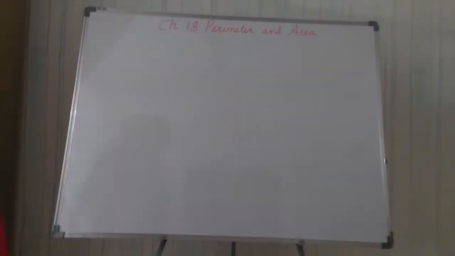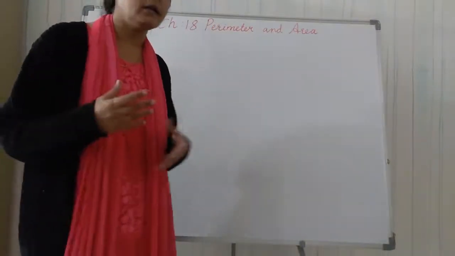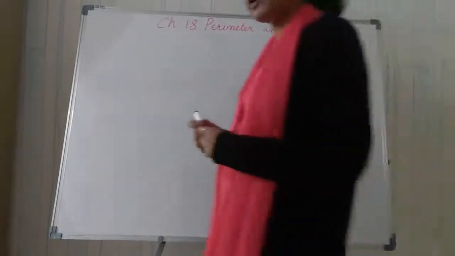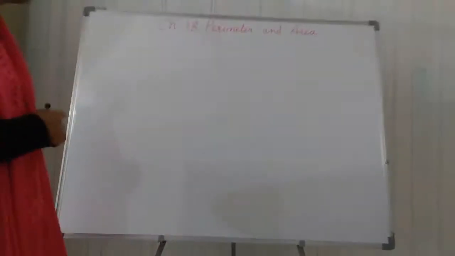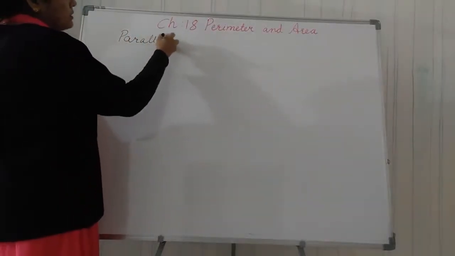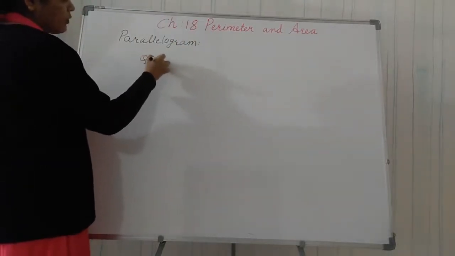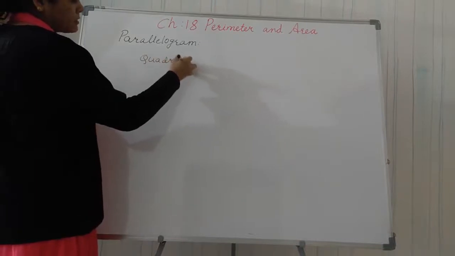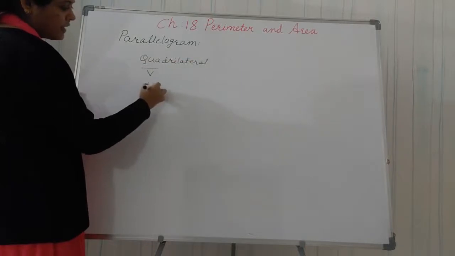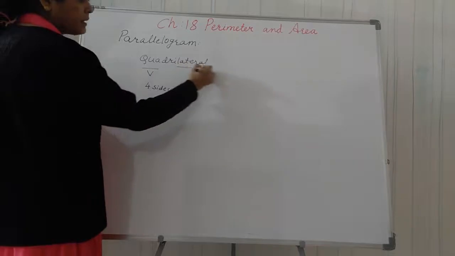Hello students. Today in chapter 18, Perimeter and Area, we are going to start our new topic, that is parallelogram. Have you heard this word before? Parallelogram is one type of quadrilateral. The meaning of quadrilateral: quad means four, four-sided.